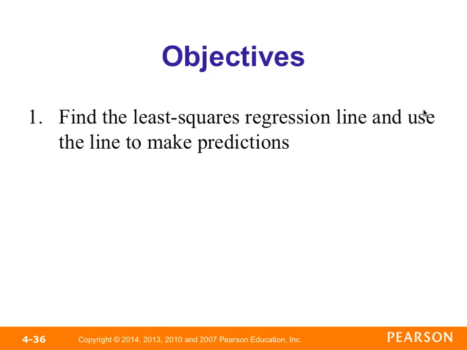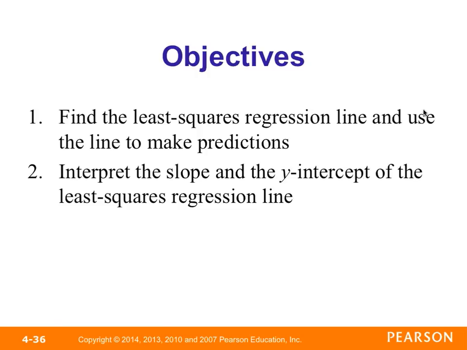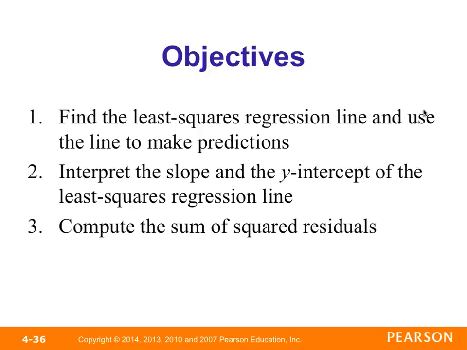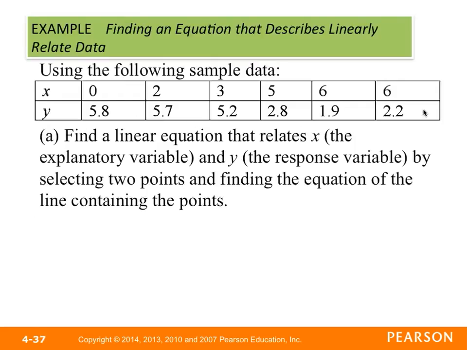Okay. Section 4.2 is about the least squares regression line. So the objectives are to actually be able to find the least squares regression line and use it to make predictions, interpret the slope and the y-intercept, and then compute the sum of squared residuals, which is what I just went through. Sorry, two duplicate slides there.